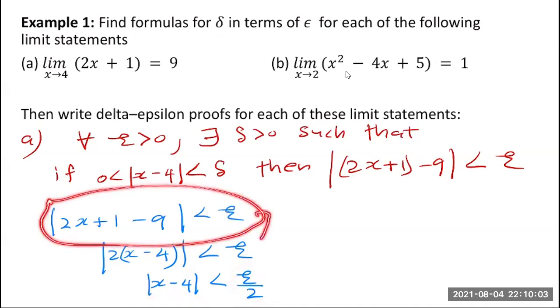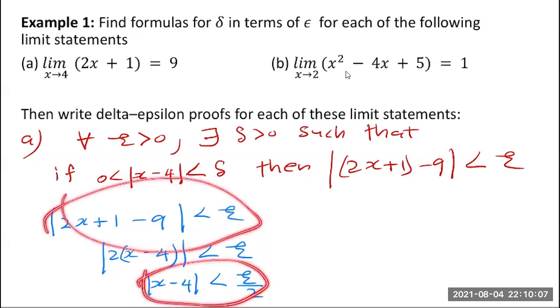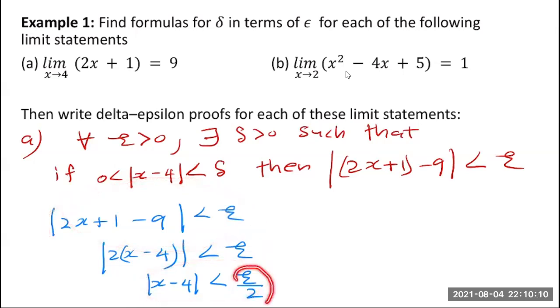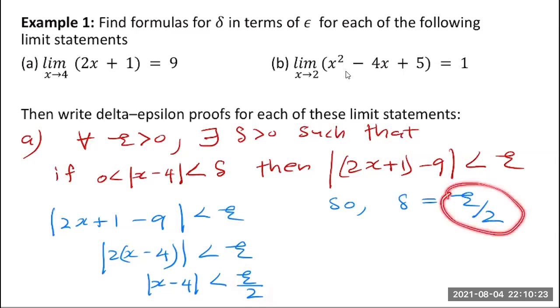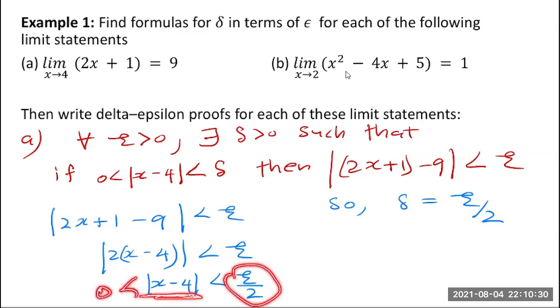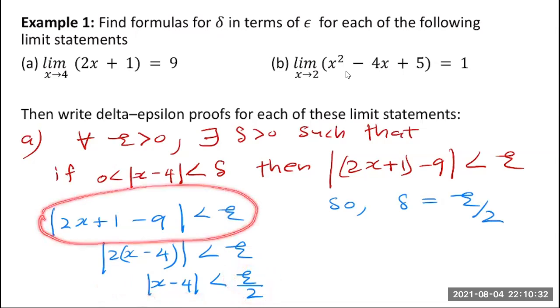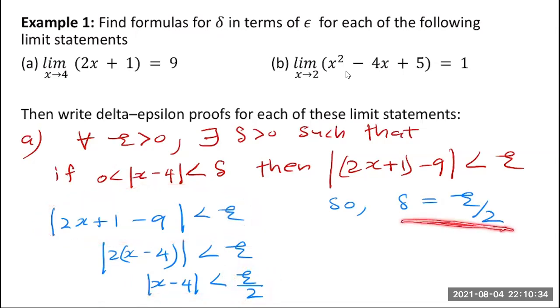I just simplified this statement, right? So if this is true, this is true. So I take my delta to be epsilon by 2, okay? So my delta has to be epsilon by 2. If my delta is epsilon by 2, if absolute value of x minus 4 is less than delta and greater than 0, then this has to be true. So in this case, my delta is epsilon by 2, okay?